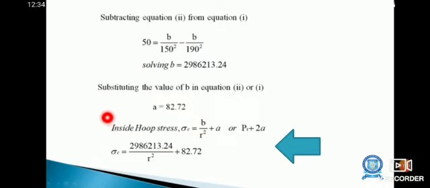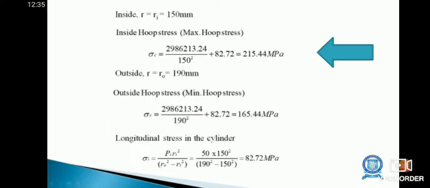Next we apply the formula. Inside hoop stress sigma C is equal to B divided by R square plus A, or another formula, PR plus 2A. Taking the first formula, we apply the B value, then R square plus 82.72. The R value is Ri, so we are using the inside pressure. R is equal to 150 mm.